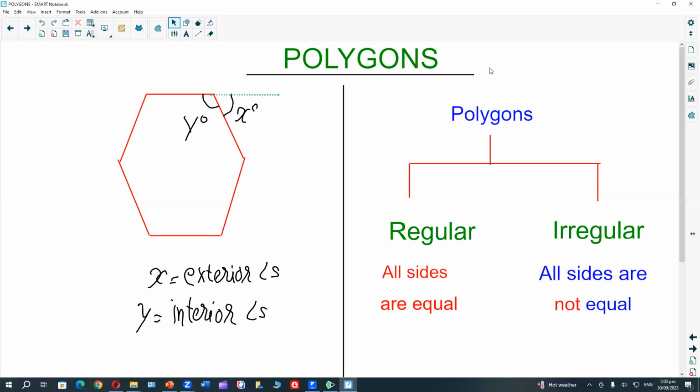Okay. I can see this one. Are you able to see the screen now? Yeah.